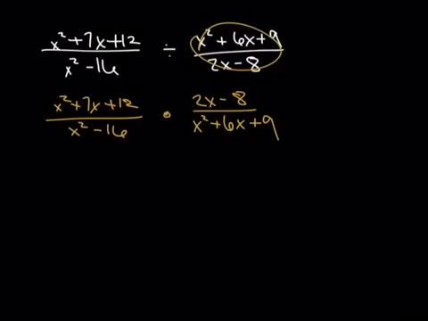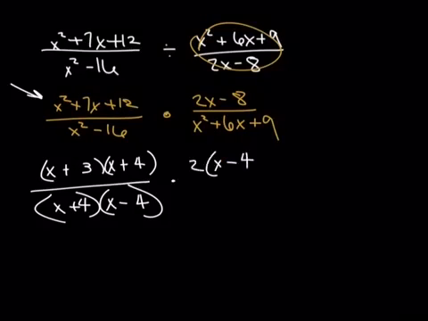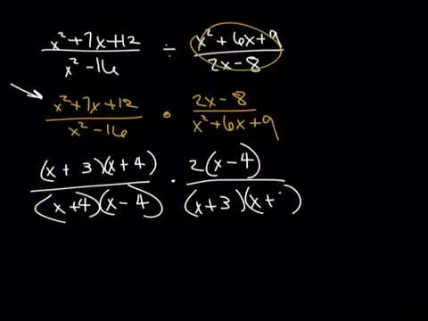Alright, so let's look at this one here. Simplify that. 3 and 4. 3 times 4 is 12. 3 plus 4 is 7. Difference of 2 squares. Factor out a 2. And this would reduce to x plus 3 and x plus 3. Okay, so we simplified each of these 4 pieces here.